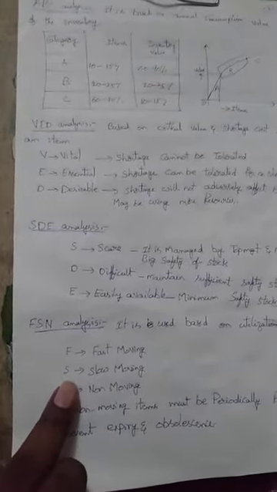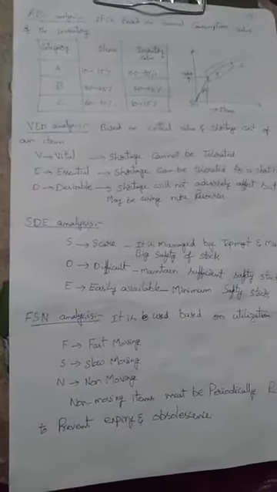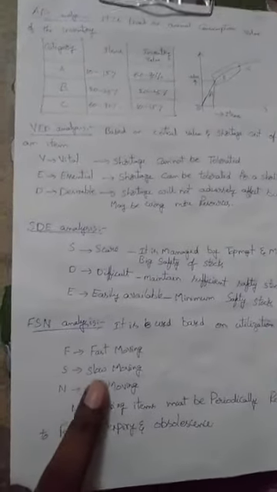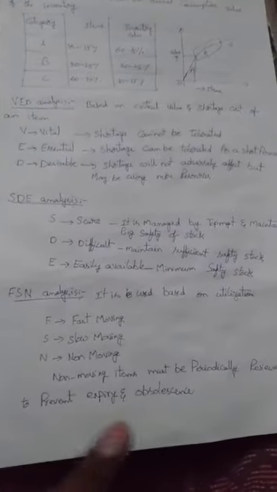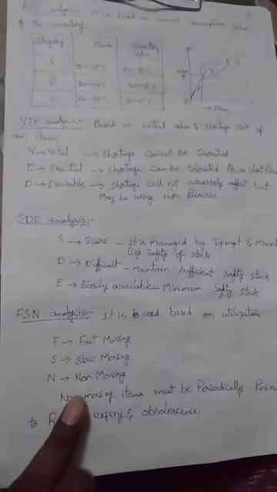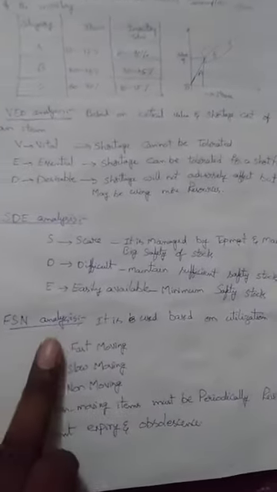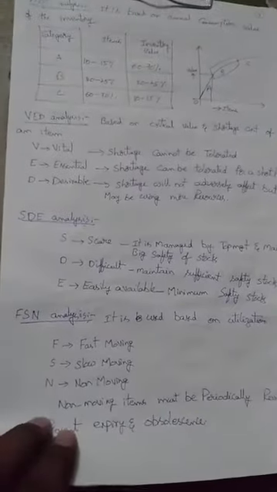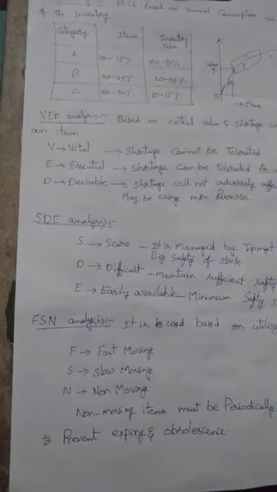Whereas in the S category, slow moving, compared to the F category, the utilization percentage of this particular raw material is low when compared to F. Then N is nothing but non-moving. Non-moving means that it is periodically reviewed to prevent expiry and other aspects. From the expiry point of view, this particular N category is applied. FSN analysis is nothing but fast moving, slow moving, and non moving.